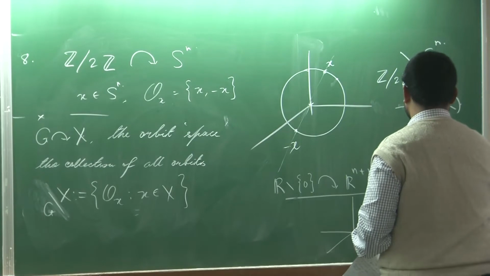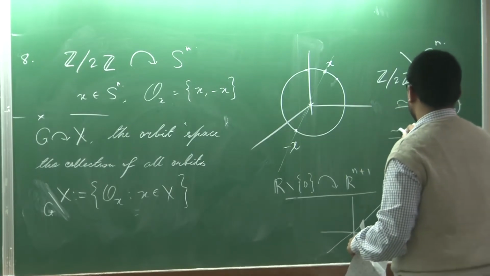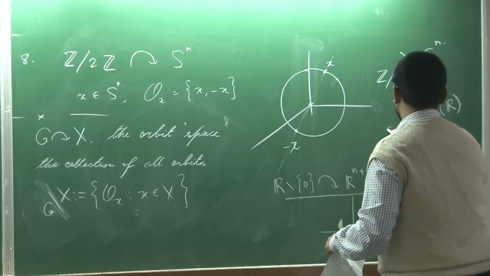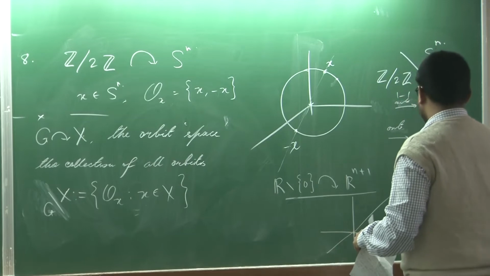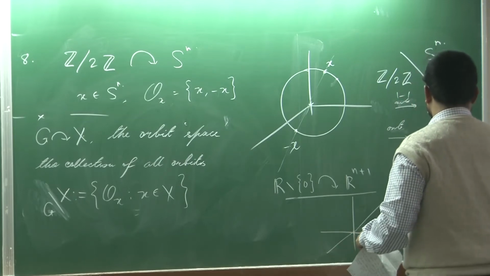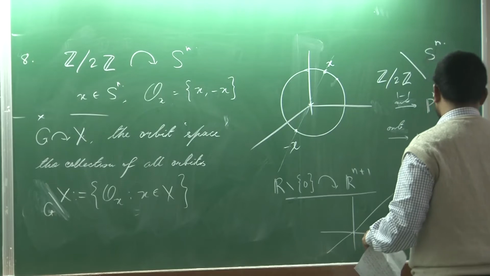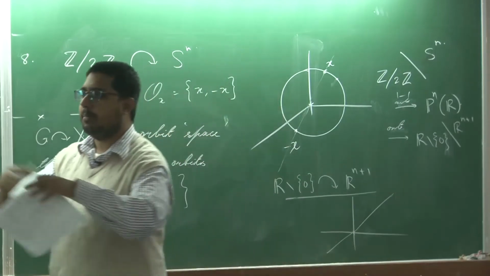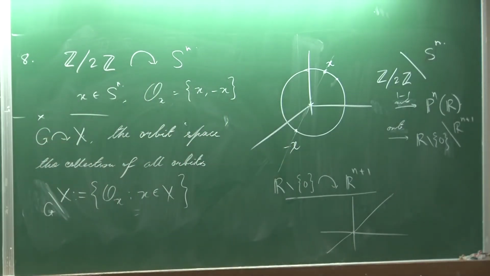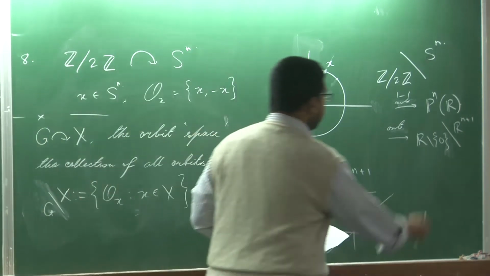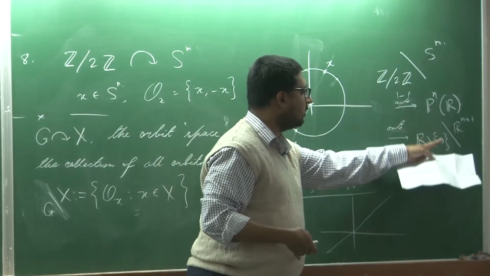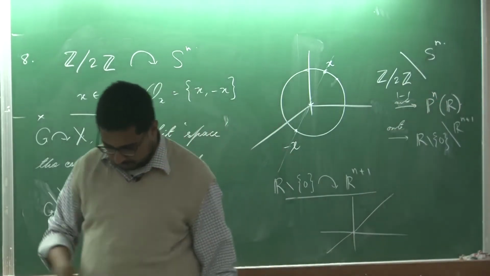So here it is just a one-to-one correspondence, and here the acting group is this one, acting on R^(n+1). Different groups, different spaces, but we do have a natural correspondence between their orbit spaces. It is quite clear that we are sending a punctured line to the corresponding line, giving an identification between this and this.